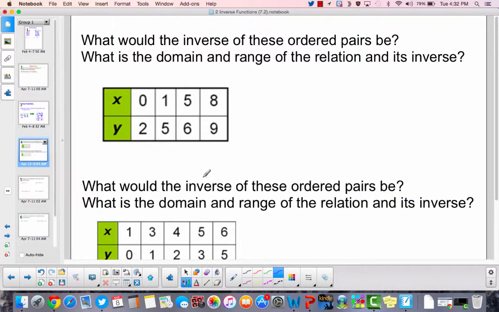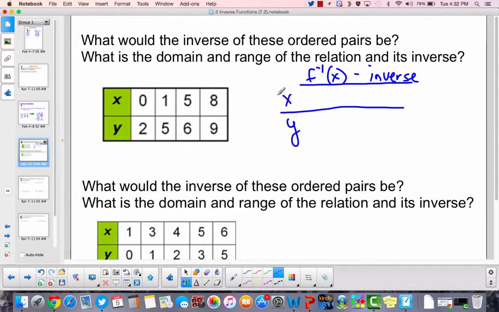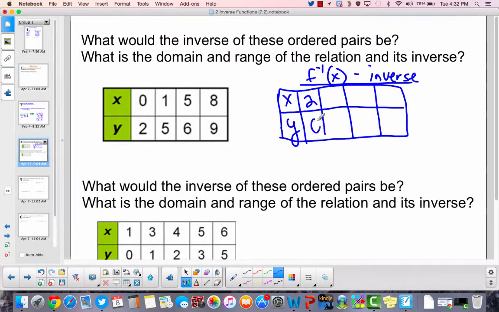So if we have this problem, it says what would the inverse of the ordered pair be? Well, these are my x's, and these are my y's. So my inverse, sometimes it's written like this, f to the negative 1 of x. It's called an inverse. Would simply be switch the x and the y's. Okay, so since x is 0 and y is 2, we're going to switch the x and y's. So now x is going to be 2 and y will be 0.